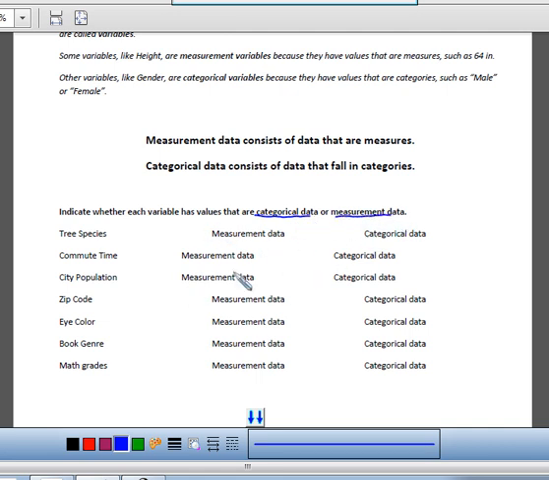I know this got a little bit off, but you can tell this is measurement. So I'm going to circle the correct one. So tree species. Now, is that something that can be measured, or is that something that's category? Well, when I think of tree species, I think of oak, maple, birch, chestnut, things like that. Those are categories. Those are not measurements. So that's categorical.